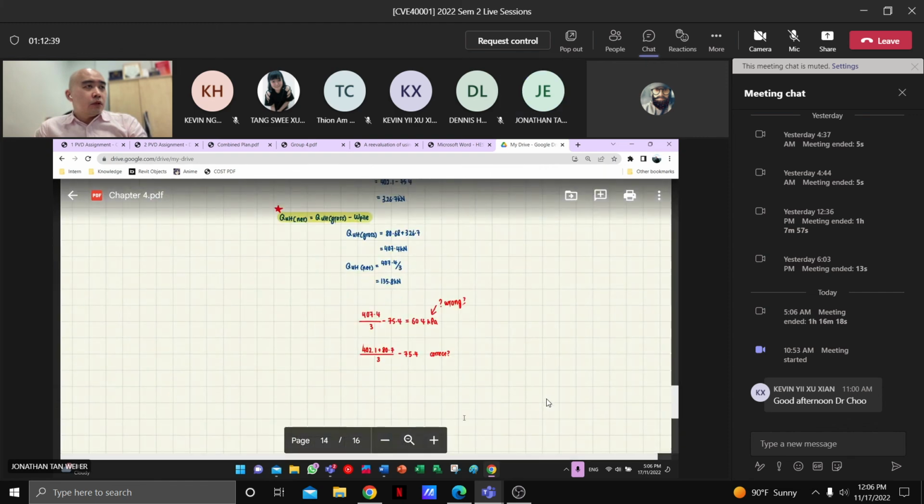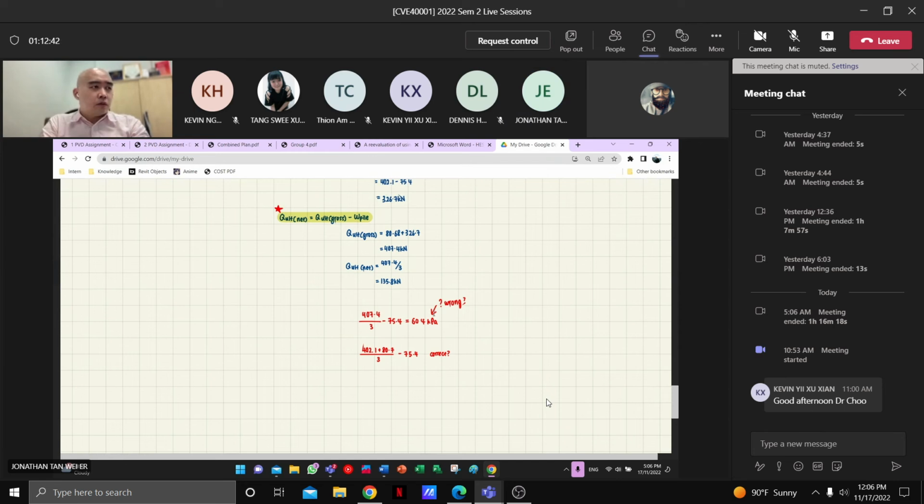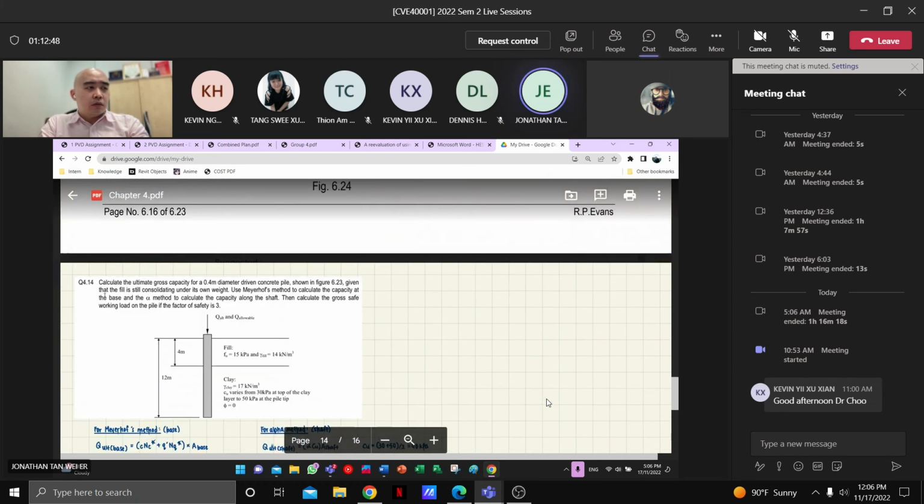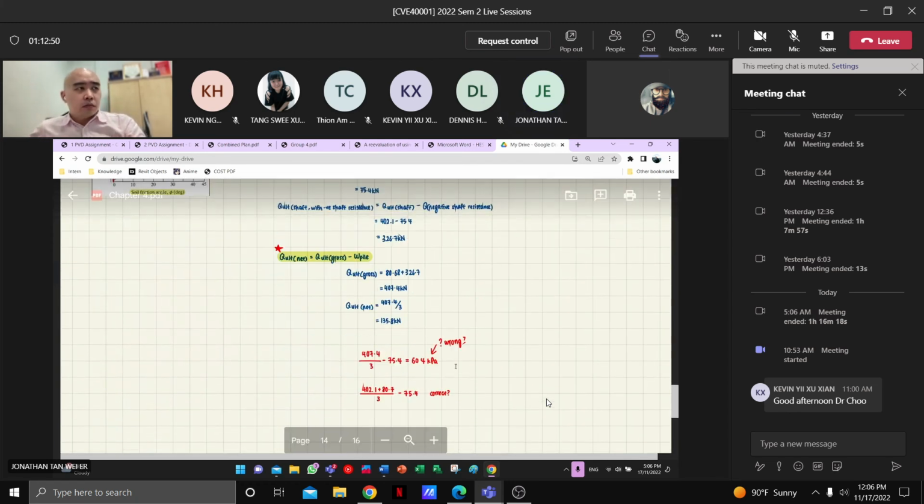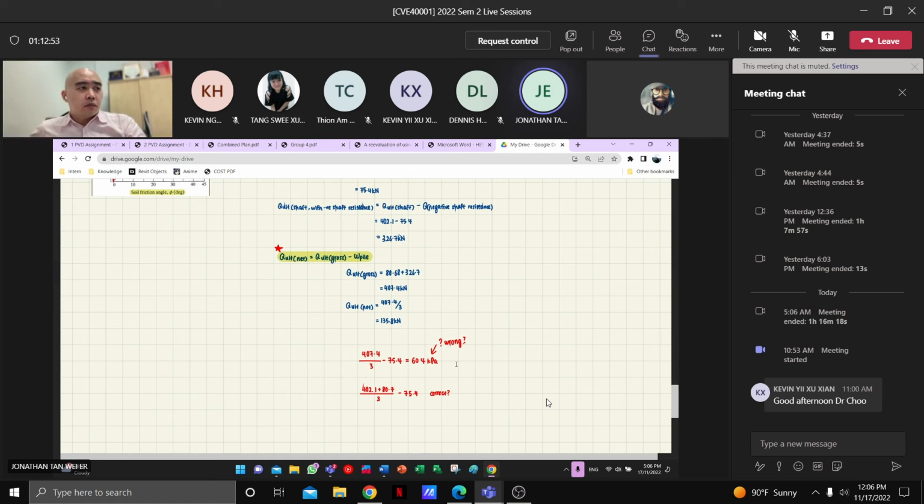This one. For 4.14, the question gave an answer for Q gross allowable, which is 60.4 kilonewton. If we do not apply a factor of safety to the negative component, the answer is based on this, but I think it is a little bit weird. Is this the correct one?